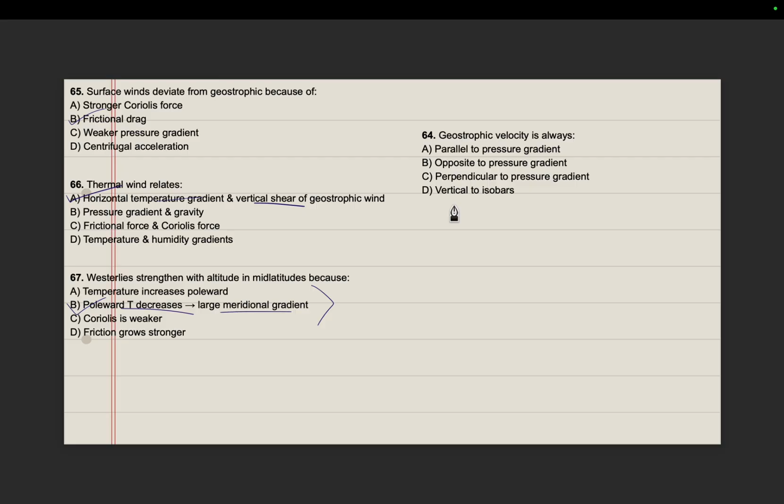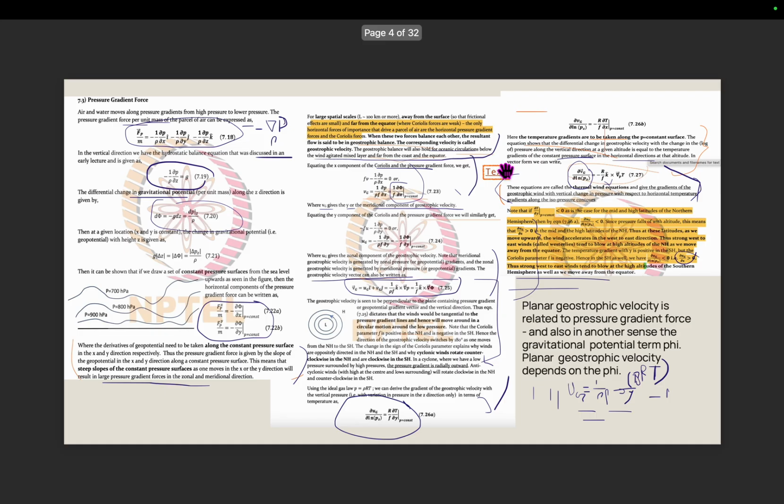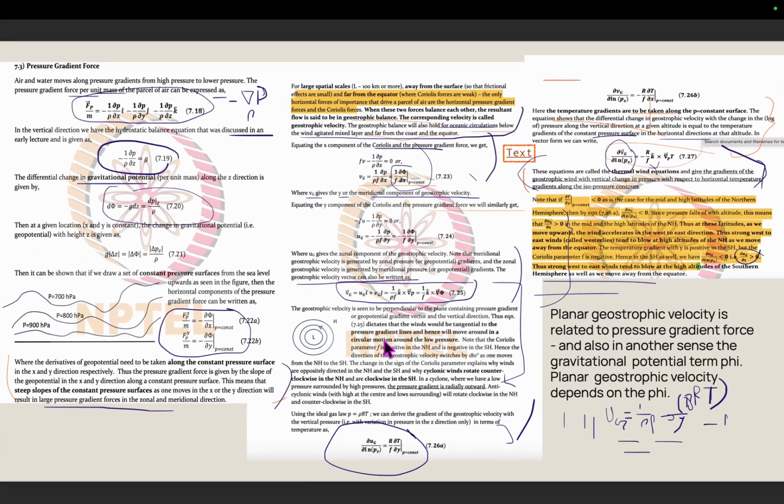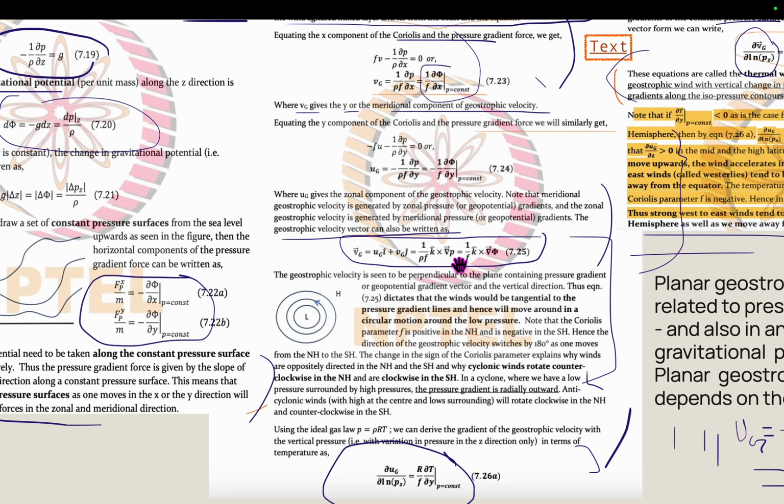Geostrophic velocity is always perpendicular to the pressure gradient, that is, parallel to the isobar, not opposite or parallel to the pressure gradient. We can see this geostrophic velocity, Vg, is written as k cap cross grad p. So you know this cross product formula.